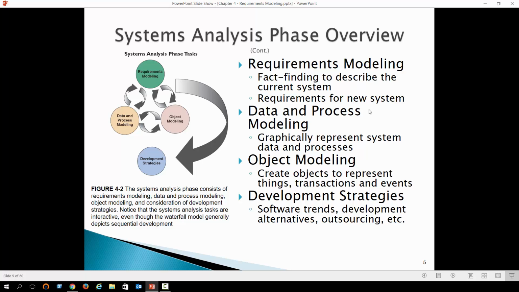So data and process modeling, well, that's just the graphical representation of system data and the process or processing of data. Okay, so as you can see, we'll go around and around with this idea of requirements modeling, object modeling, data and process modeling, back and forth. These are the development strategies together. So object modeling, creating objects to represent things, transactions, and events. We do a whole chapter on objects. We'll get into much detail. And then development strategies, looking at trends.